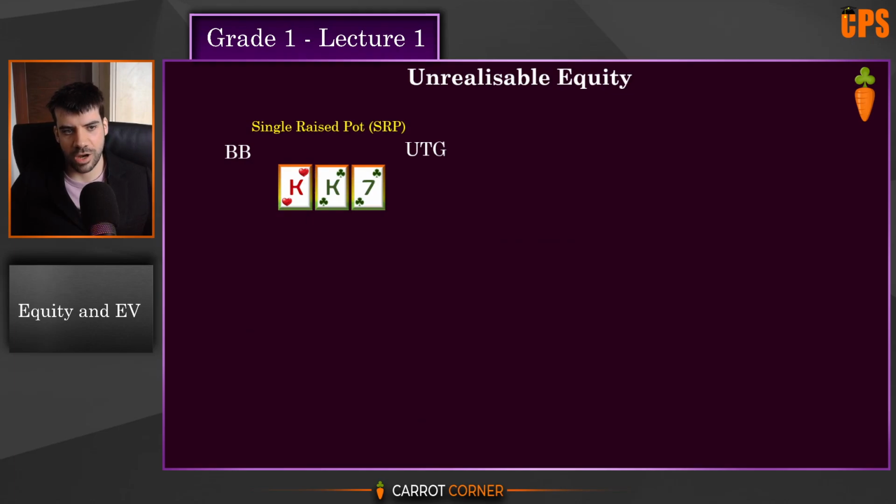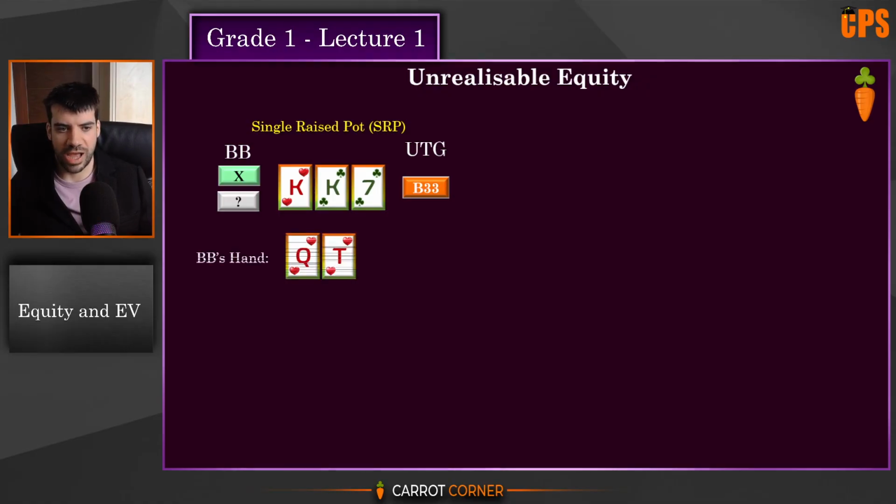So let's say that we are big blind against under the gun. We check in a single raised pot and under the gun bets 33% of the pot. It's back to us and we have the choice of what to do with queen 10 of hearts. Have a think about this, pause the video. What would you do with this hand? Okay, I'll assume that you've got some thoughts together.